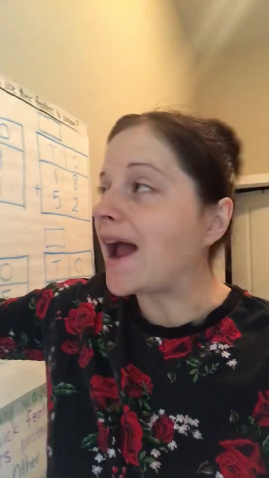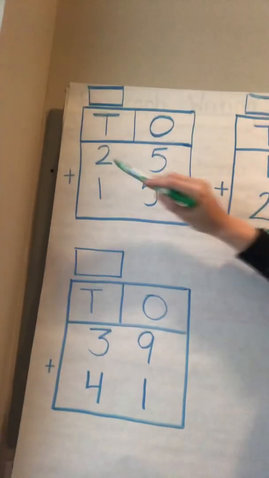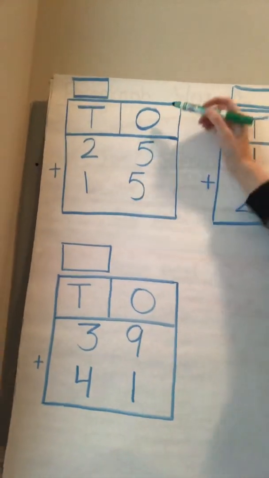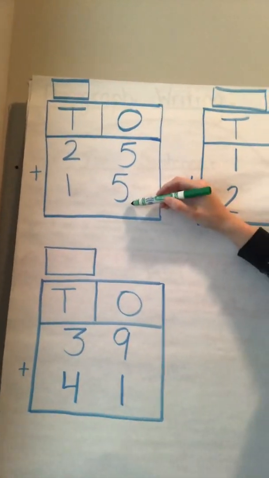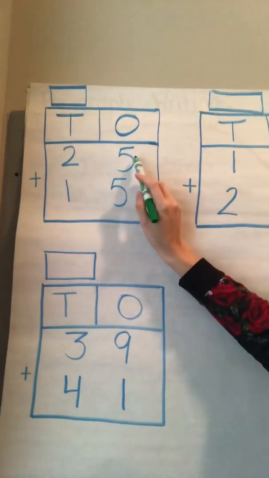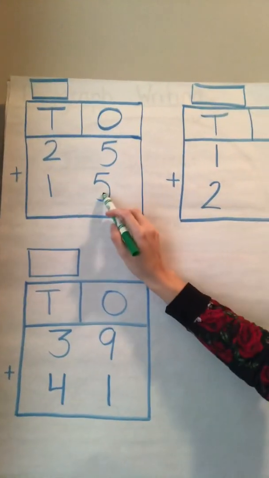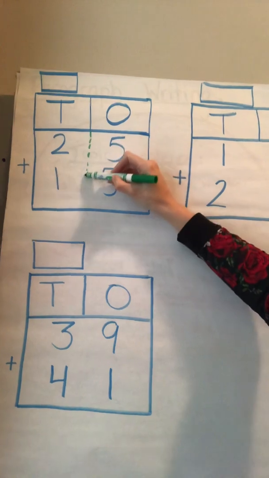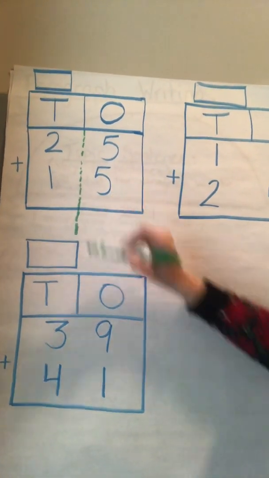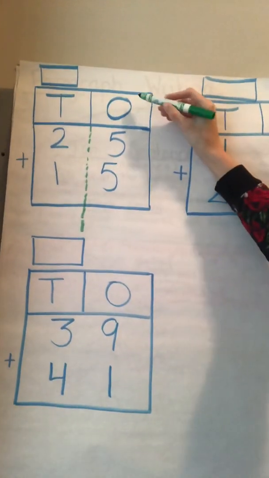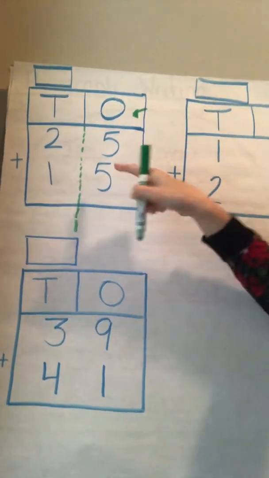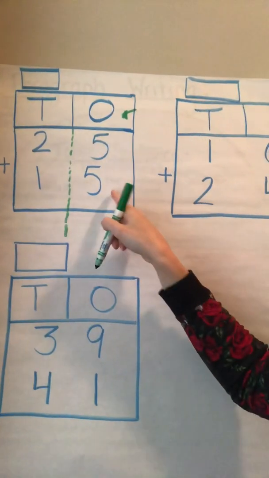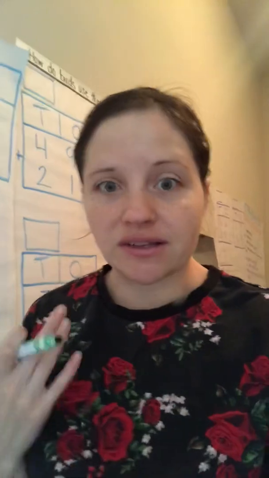Because remember, when we're adding our two-digit numbers like this, we start in the ones place all the way to the right. So we have 25 plus 15. I'm going to extend this line so I don't get confused. I'm going to start with my ones all the way to the right, and I have 5 plus 5. So what does 5 plus 5 equal?